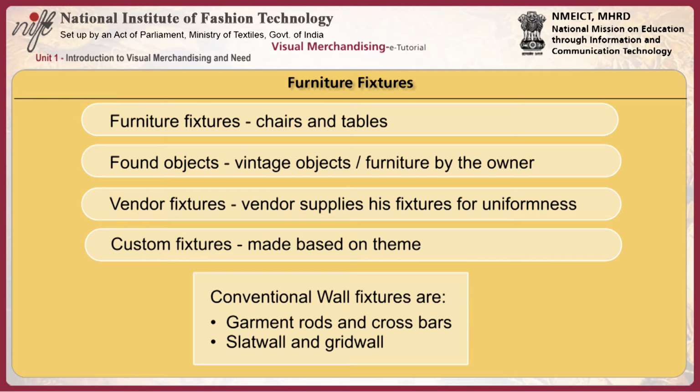So if the designer has his merchandise placed out there, then he gives the theme to the visual merchandising team, and they come up with custom design fixtures, and these fixtures are called custom fixtures. So you have vendors who do these fixtures. There are also conventional wall capacity fixtures other than the ones on the floor. They are garment rods and cross bars, slat wall and grid wall.